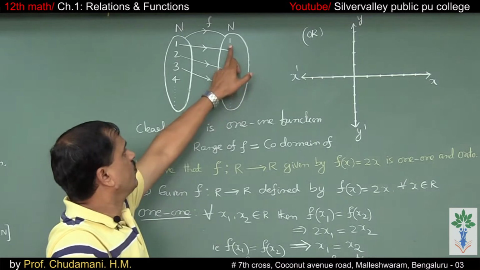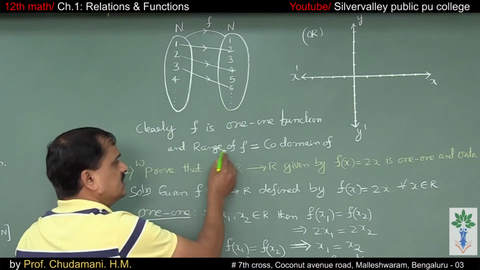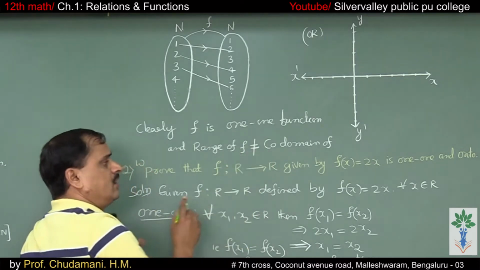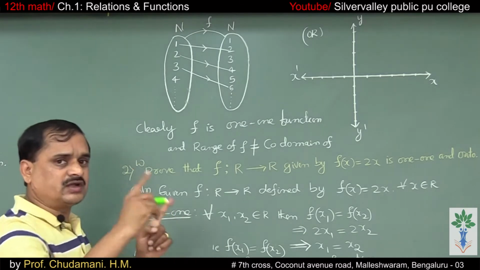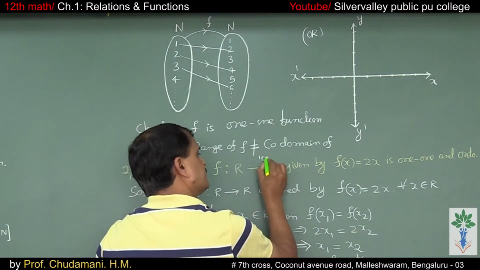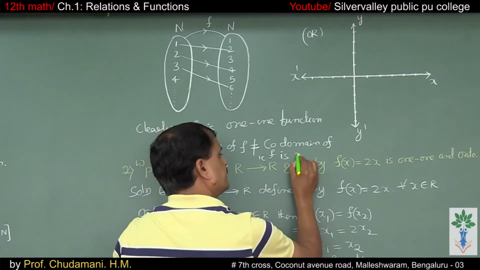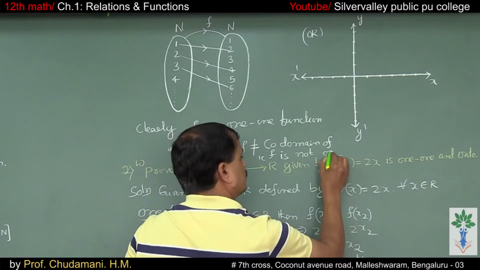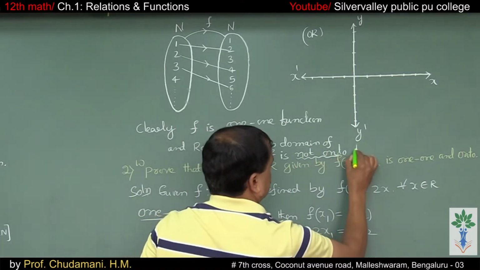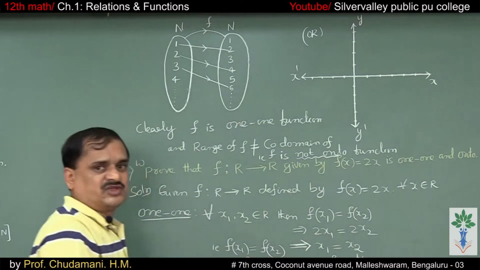But 1, 3, 5 don't have any image. That means the range of f is not the codomain of f. So range not equal to codomain means it is not an onto function. That means f is not an onto function.